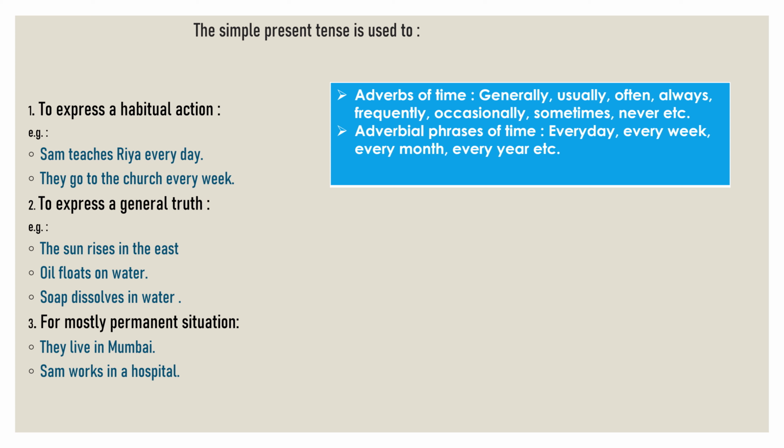We use simple present tense to express a general truth or universal truth. Examples: the sun rises in the east. Oil floats on water. Soap dissolves in water. The earth is round. We use this tense to talk about situations that are mostly permanent. Examples: They live in Mumbai. Sam works in a hospital.